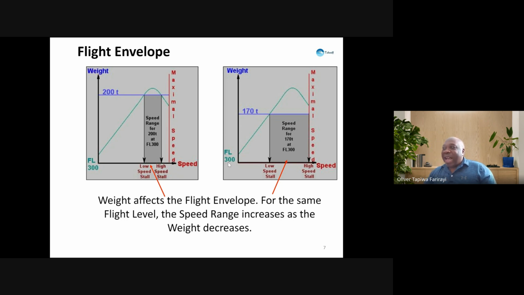Now let's look at 300. We've managed to burn fuel. Now we are down to 170 tons. Now we can operate at the operational maximum speed level up to that, okay? But if you exceed the maximum, now you're going into a stall zone again. And this one definitely is what would normally cause most structural damage.